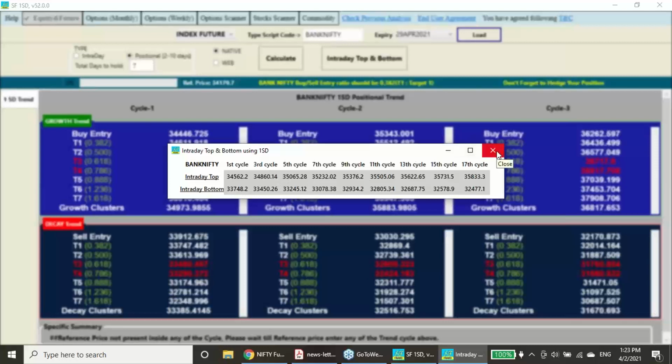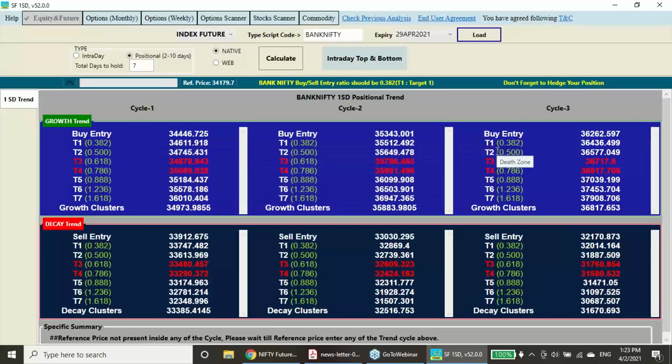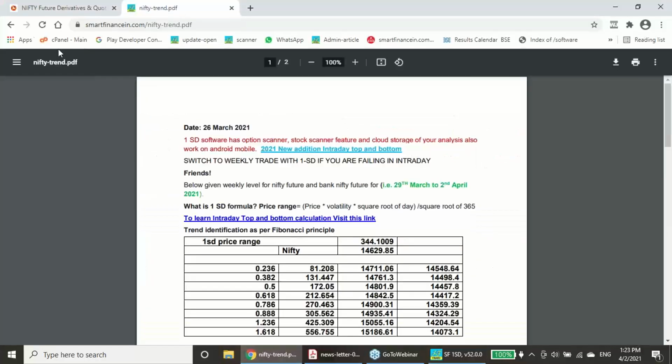So your profit will be enhanced if you follow the top and bottom along with the trading levels. This helps in a great way for intraday traders as well as weekly traders. So keep following these levels and give your feedback, if any, in the next week.